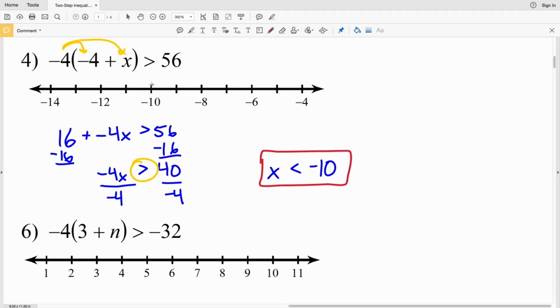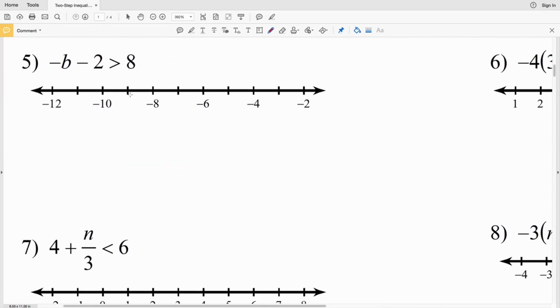Find negative 10 on the number line, circle it, and do not fill this in, and then we're going to shade everything to the left of negative 10 since x is less than negative 10. And remember, we do not fill in that circle around the negative 10 since x is not less than or equal to, it is only less than. Now we're about halfway done with our problems, so let's continue on with number 5.